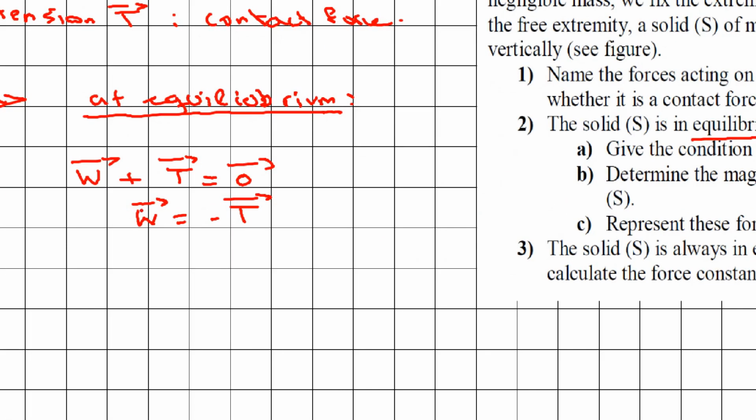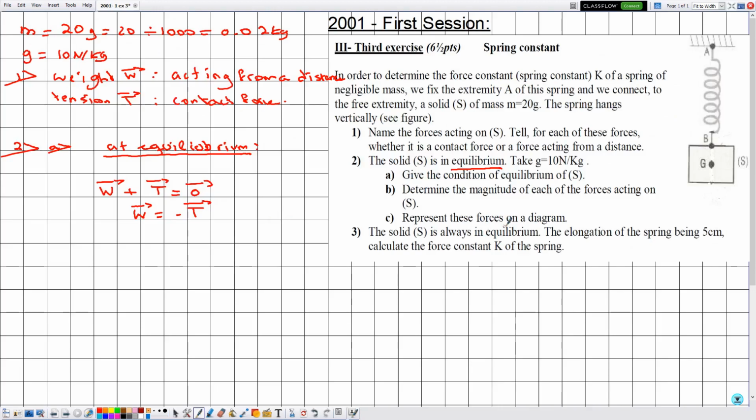Now the first equation tells us that the effect of the forces acting on the solid S, given by the weight vector and the tension T vector, cancel each other to give us the 0 vector, whereas the second equation tells us that both forces have the same line of action. The minus sign is for the opposite direction and the equal is for the same magnitude. So this is the condition of equilibrium.